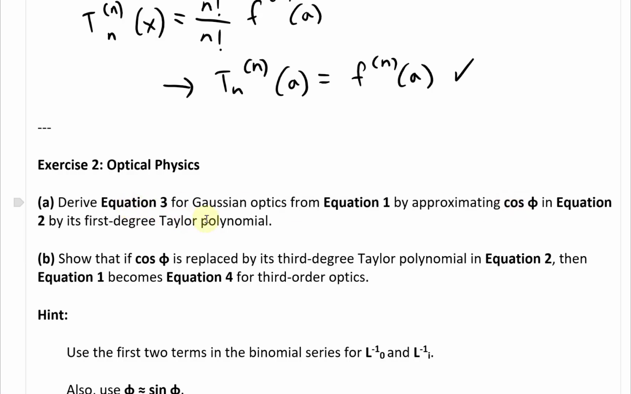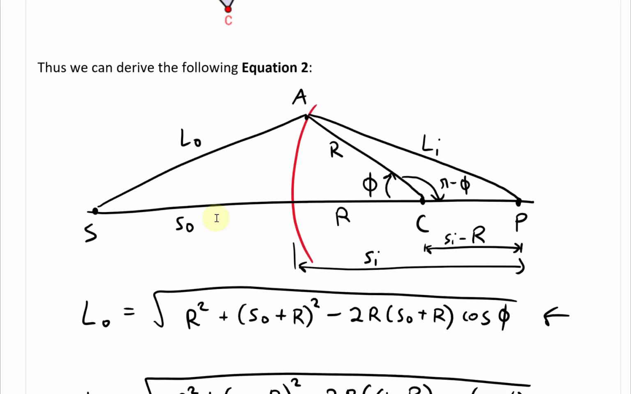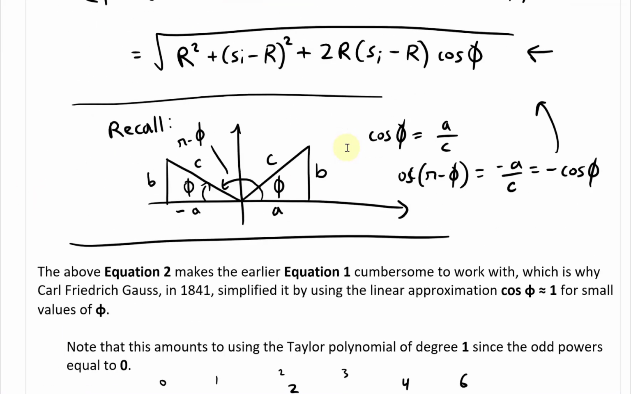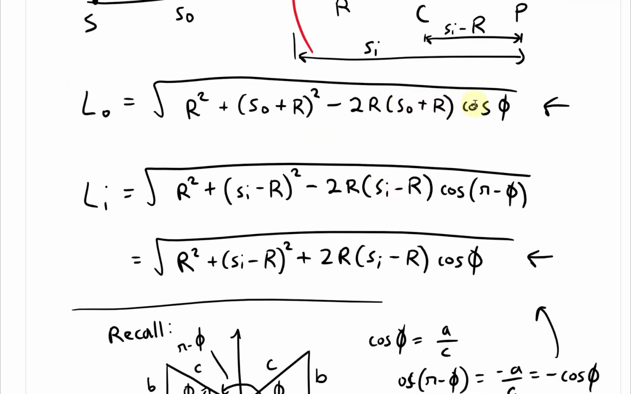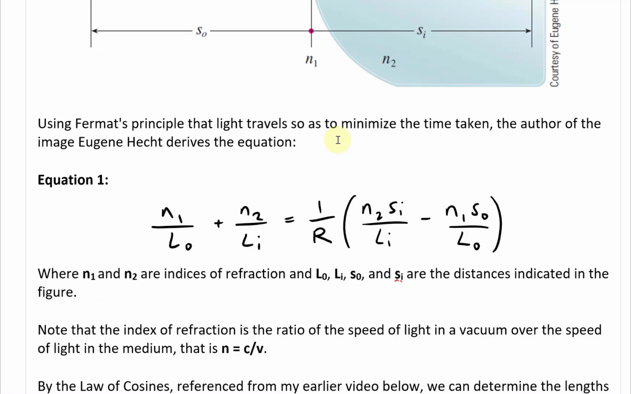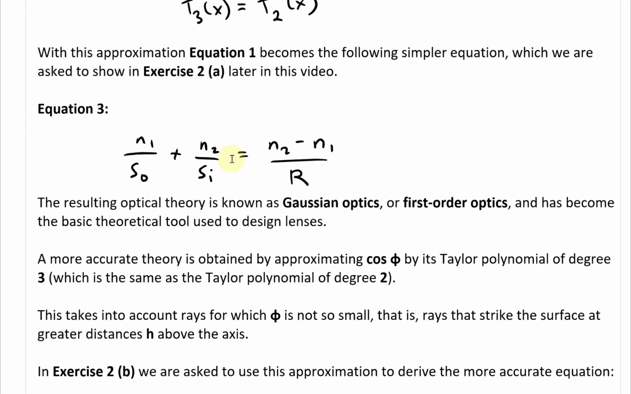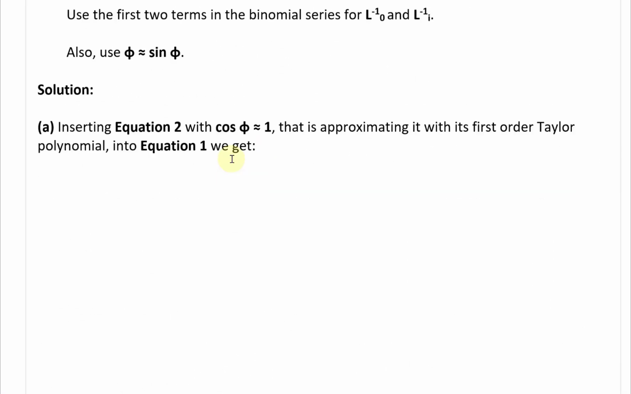So in equation 2, by its first degree Taylor polynomial, basically we're going to approximate. This is equation 1. We're going to take equation 2, approximate it using cosine phi equal to 1, and then plug that inside equation 1, and then we're going to get equation 3. So we're actually going to try to solve this out using that approximation. So let's keep going further.